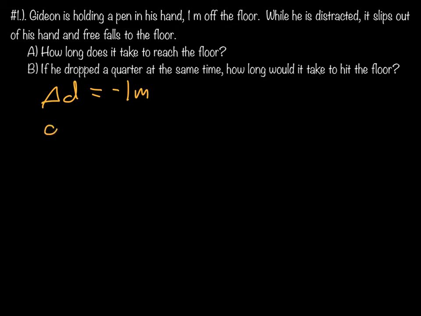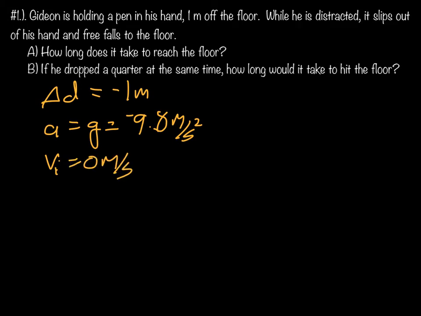And I know that my acceleration is the acceleration due to gravity, because it's in free fall. So that's a negative 9.8 meters per second squared. Okay, and I know that it's dropped. It's not thrown, it's not catapulted, it's not slung or whatever, it's just dropped. So that means my initial velocity, VI, has to be 0 meters per second, because he's holding it stationary, so it's just dropped, meaning VI is 0.